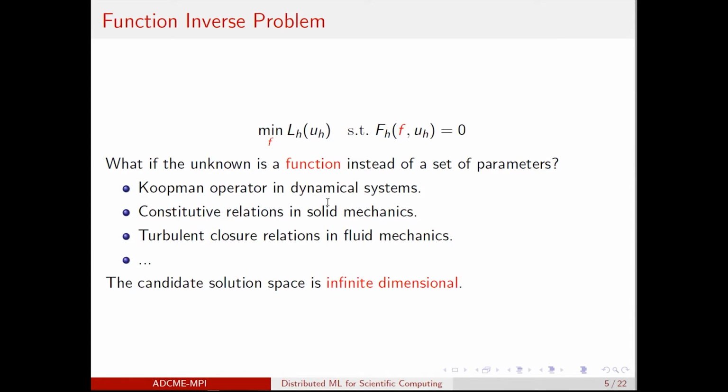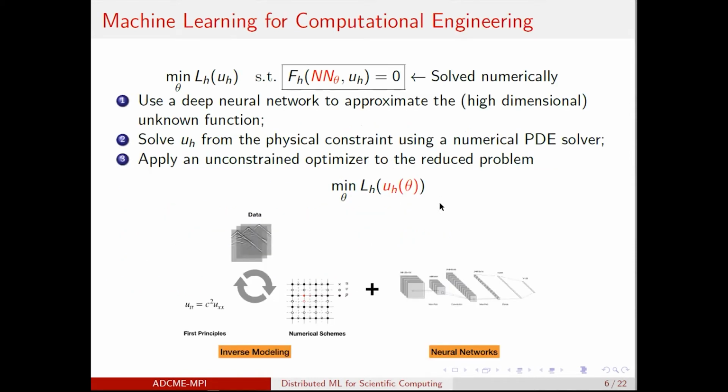And this type of problem has a very challenging issue. That is, the unknown parameter or unknown function space is infinite dimensional. So that brings some difficulty to our solving technique. And our approach here is to propose a deep neural network-based data-driven modeling technique. And this unknown function is replaced by a deep neural network. So we reduce the original function inverse problem into a parameter inverse problem, where the unknown is the neural network weights and biases.